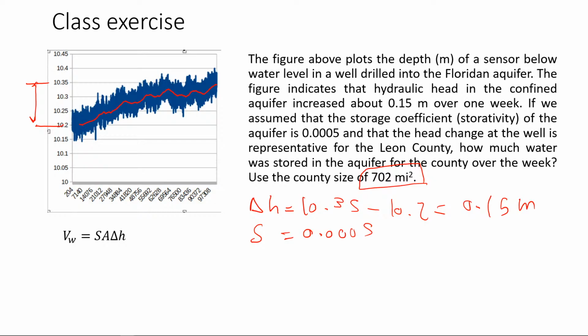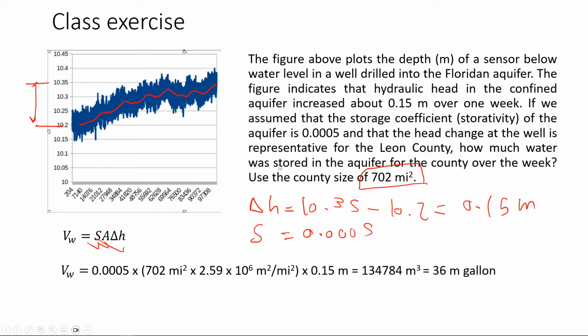So how much water was stored? The change in head is positive, so this means you are not removing water from storage, you are adding water to storage. How much water was added? You can easily calculate this. You have your storage coefficient, you have the area, and then you have delta H. You need to convert miles to meters.